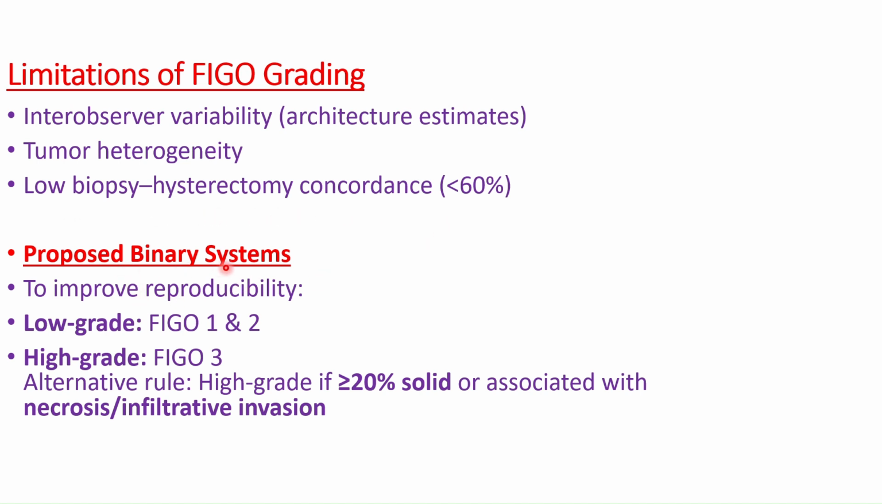Now, a proposed binary system is also there to improve reproducibility. Low grade means FIGO grade 1 and 2, high grade is FIGO grade 3, and an alternative rule is high grade if more than 20% solid or associated with necrosis or infiltrative invasion. So whenever we see this criteria of necrosis or solid pattern, we have to grade according to those areas. So low grade, high grade, these two binary systems are proposed.